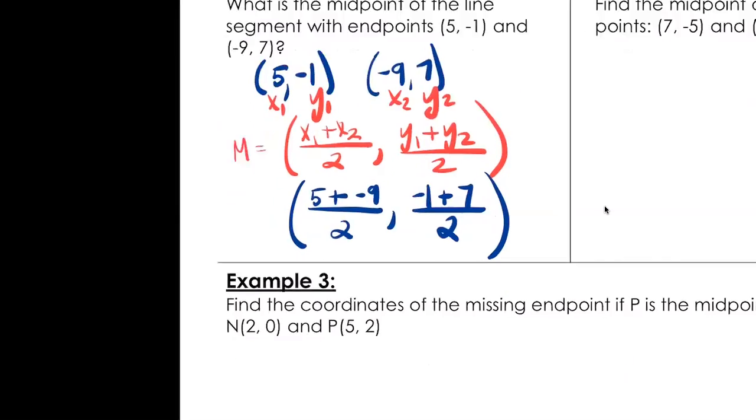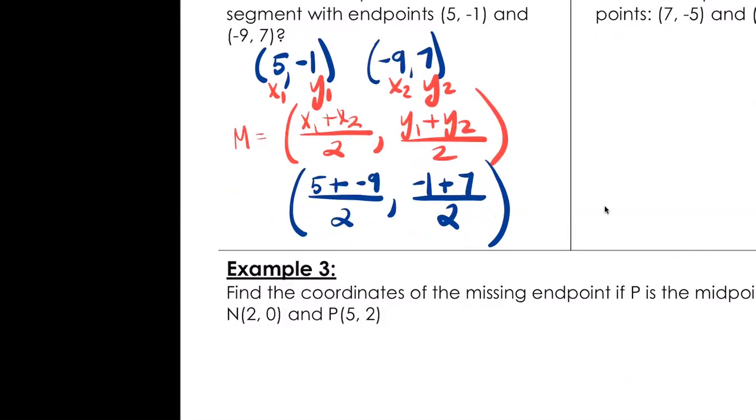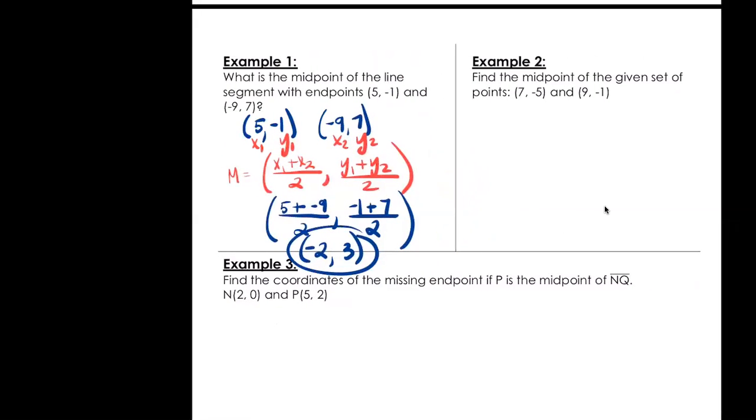Now you can use the calculator to simplify this, Desmos.com/calculate, or you could do it in your head. 5 plus -9 is going to give me -4, divided by 2 is going to give me -2. And -1 plus 7 is +6, divided by 2 is +3. That is my answer. So if you have endpoints at 5, -1 and -9, 7, the midpoint is going to be at -2, 3. This point is exactly halfway between these two endpoints.